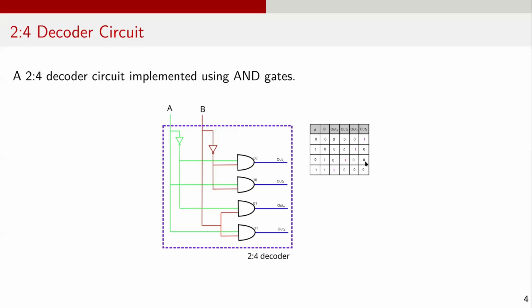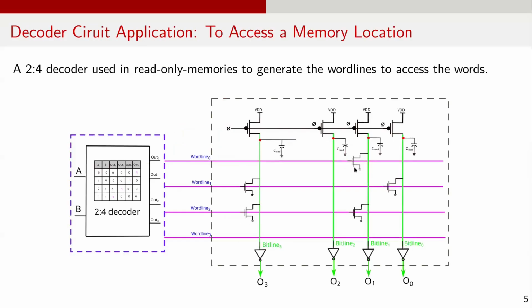In ASIC designs, a decoder is commonly used in memory systems to select or enable a specific row or column in the memory array, thus allowing access to a specific memory location. Here is a figure that shows how a decoder is used in read-only memories to access a particular location.